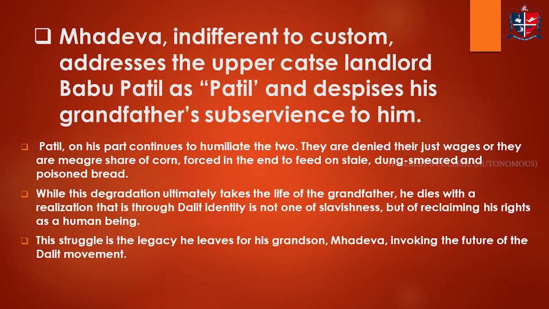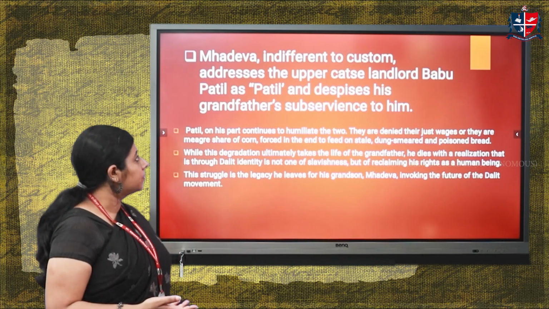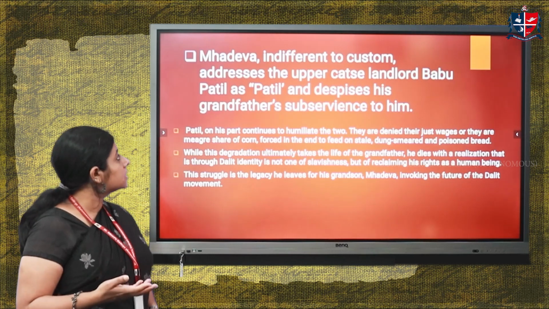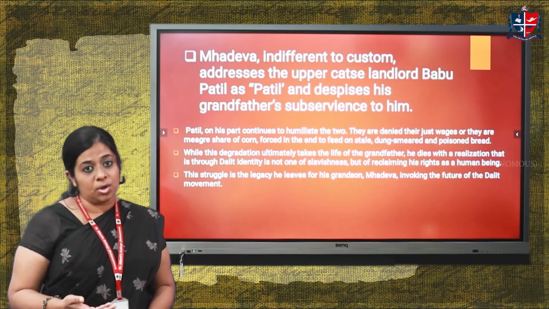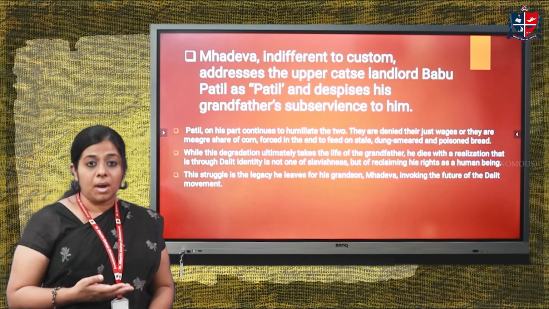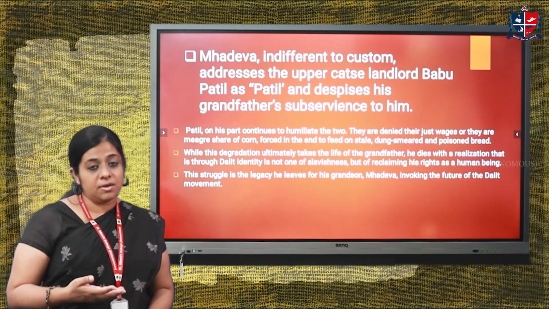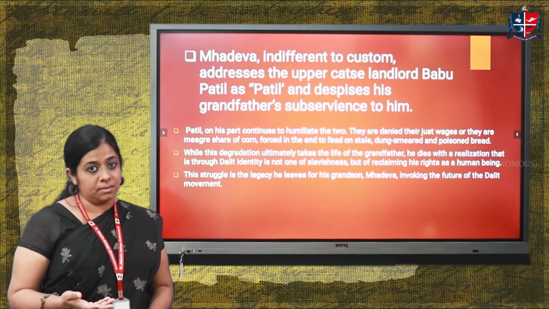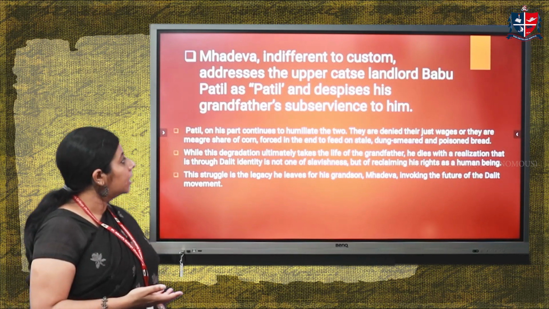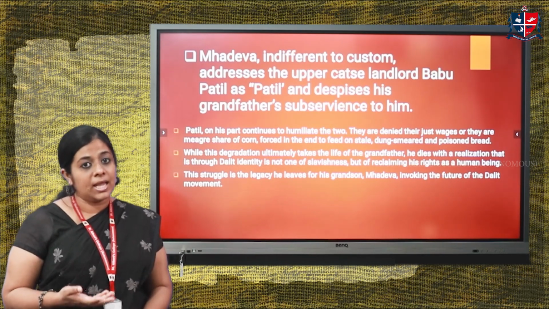Now, the central character of the short story, I stand corrected, is Mahadeva. He is someone who is very indifferent to the caste system, and he addresses the upper caste landlord by his name itself. The name of the upper caste landlord is Bapu Patil, but Mahadeva, who belongs to the lower caste and is Dalit, addresses the landlord as Patil. Bapu Patil is the name of the landlord, and Patil is how he is addressed by Mahadeva. And he resents his grandfather's subservience or slavishness to his landlord, Bapu Patil.